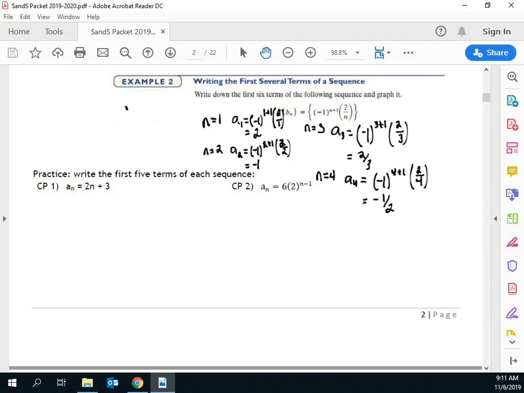Y'all get the idea. I'm not going to keep going to 6 because I really don't have room, so I'll just stop there, okay? So there we go. It says now write the first 5 terms of the sequence, and I want you guys now to do the same thing. So you have these next 2 to go ahead and plug in 1 through 5 and see what you get for the first 5 terms of your sequence.